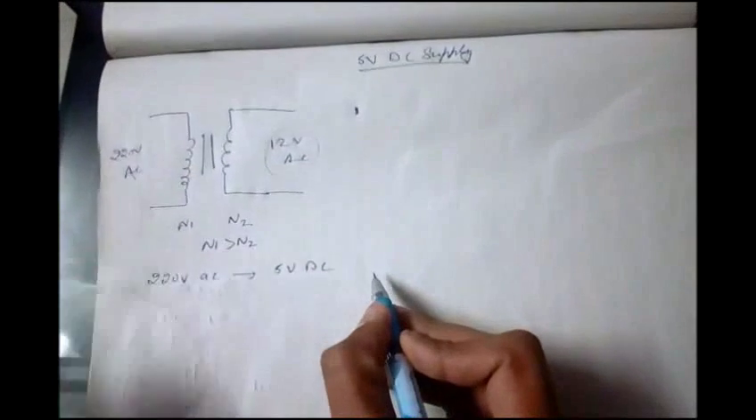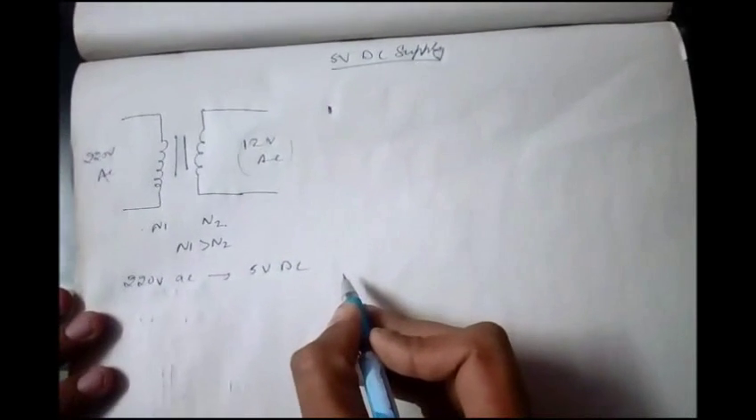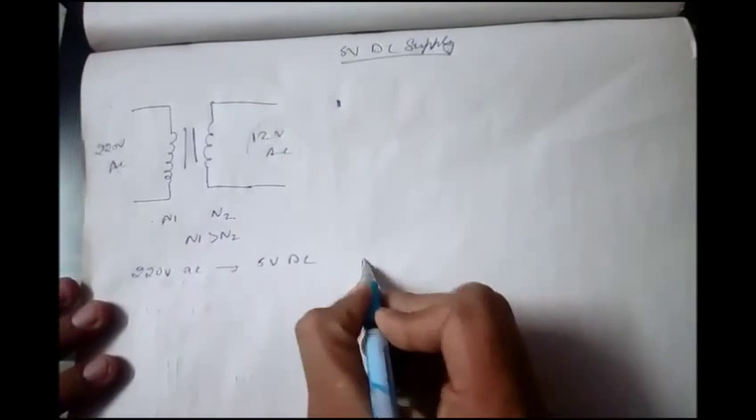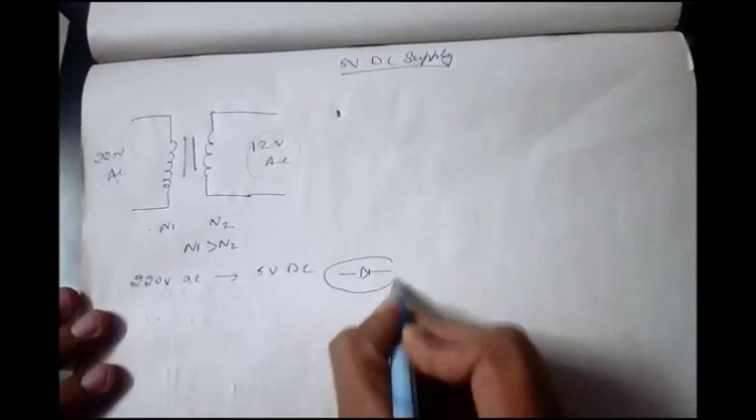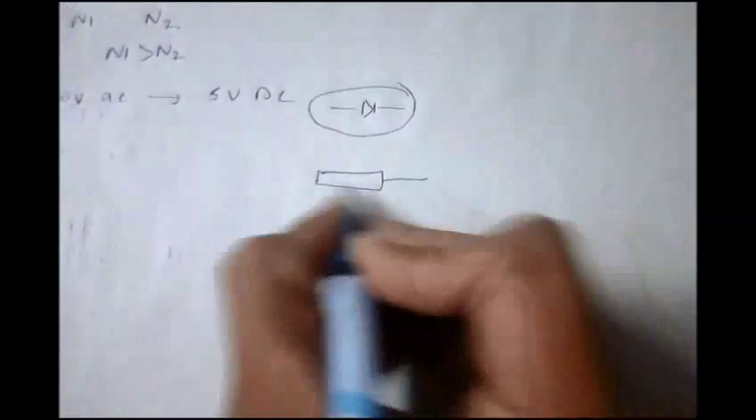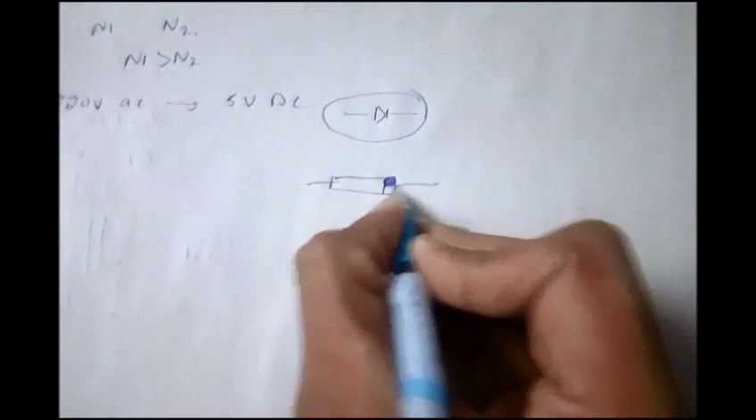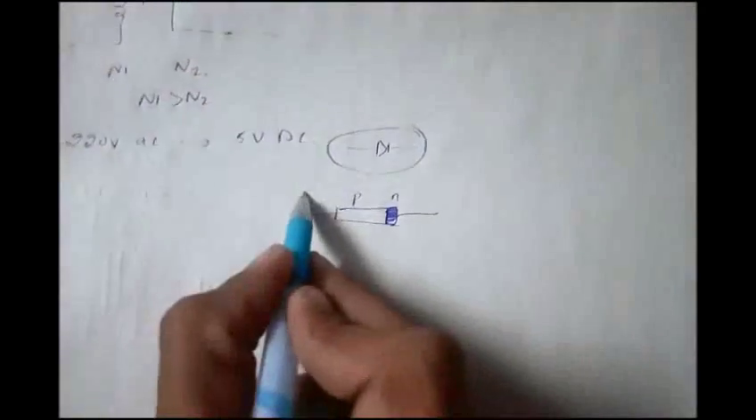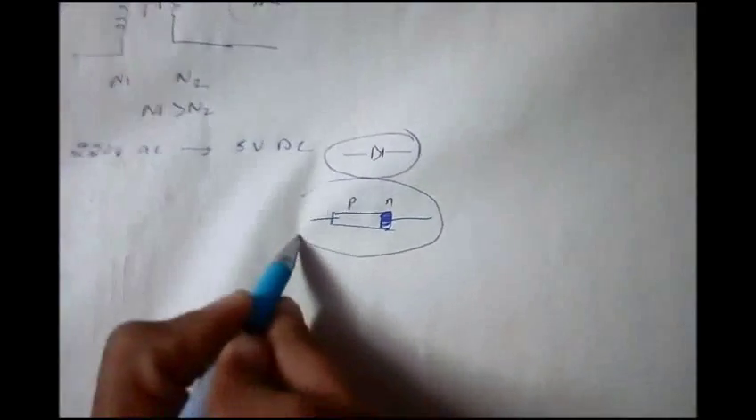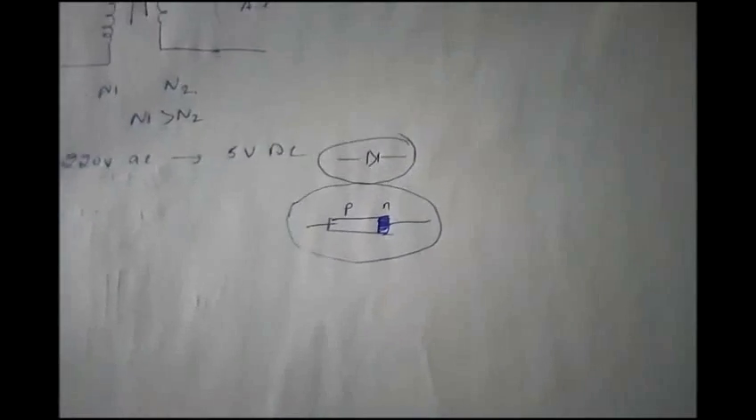As you all know, I've seen various videos in which they show the diode like this one. This is the representation of a diode, but I'm not explaining the circuit. I'm just telling you how to generate the 5 volt DC supply. This is my practical approach. I'm going to show you the diode like this one. This is the positive side, this is the negative side. Practically, the diode looks like this.